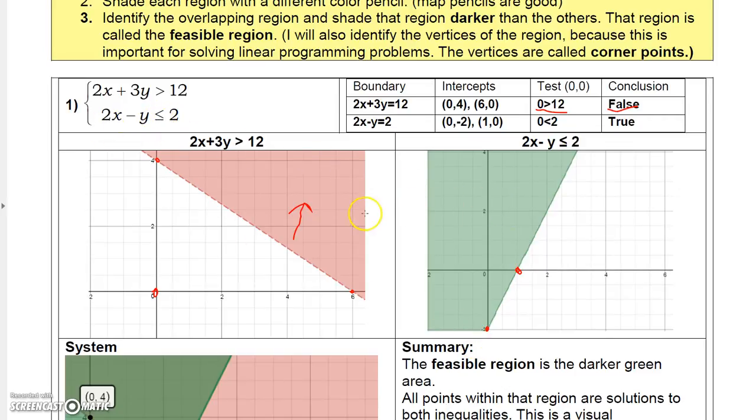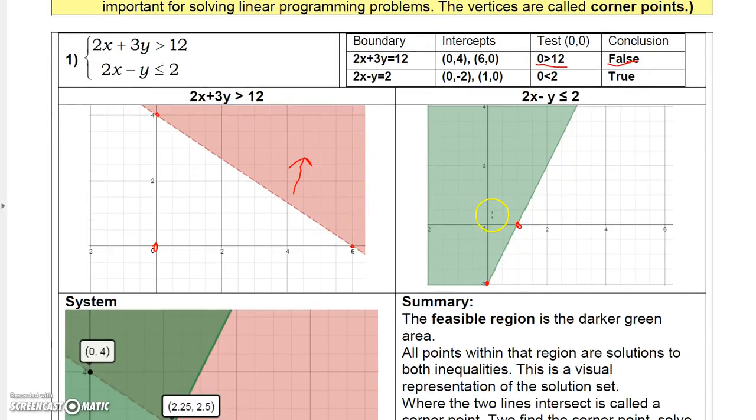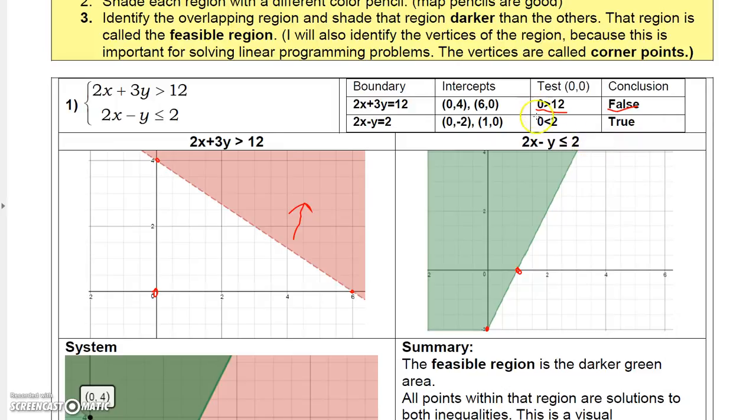Now I want to know where these two overlap. I'm sorry, I didn't tell you about the shading. If I test (0, 0) here, which is above the line on this example, I get 0 is less than or equal to 2. Should technically have a less than there. That's a true statement, so I shade everything on the same side as (0, 0). So I shade this side.